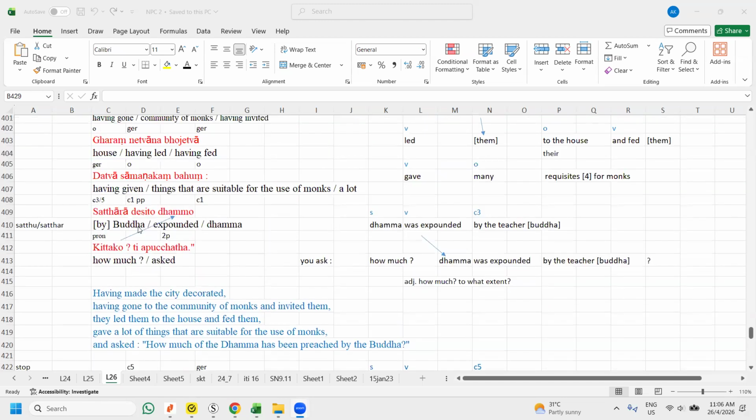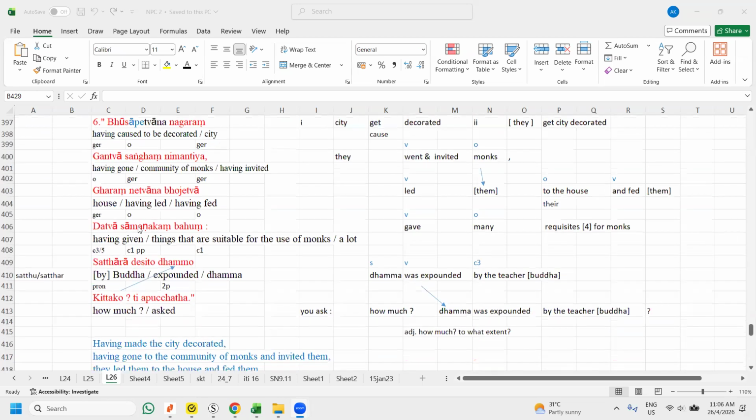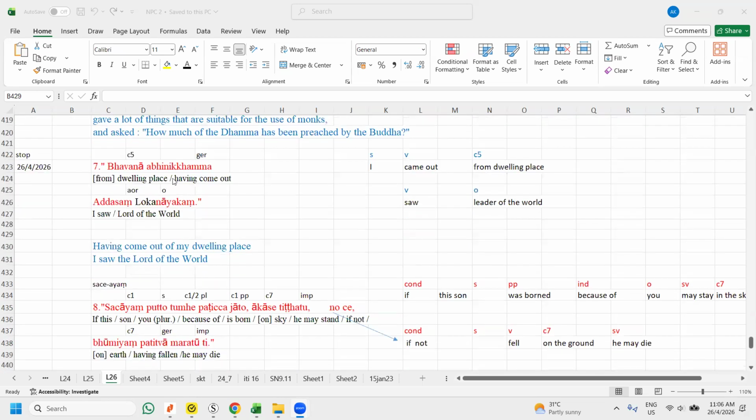I think yesterday we finished. Okay, number 7. Number 7 is Bhavana. So this one is Abhinikama. This one is also Jaran. Kam plus ya, Nikama. Then this one is Adasang. After that we will go into this.